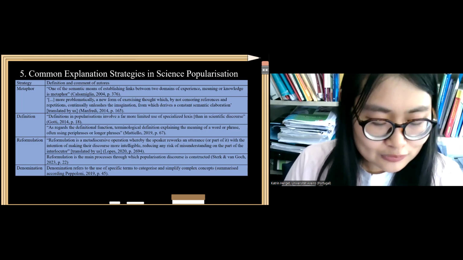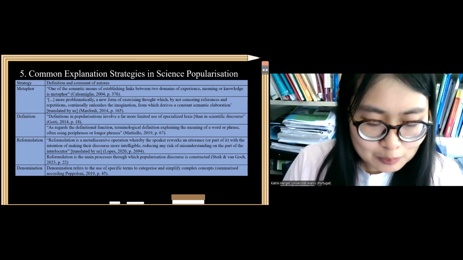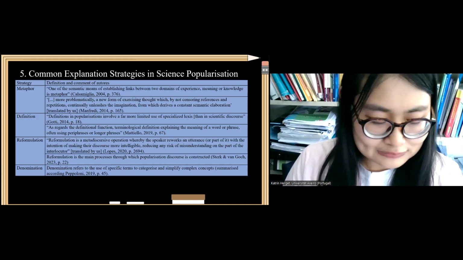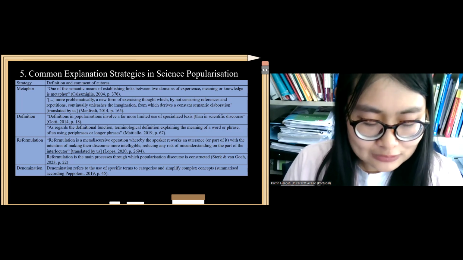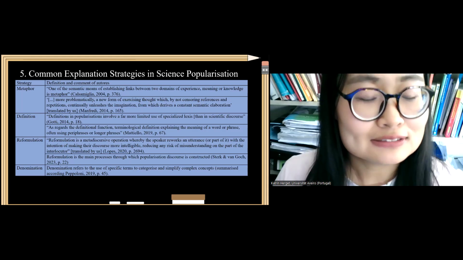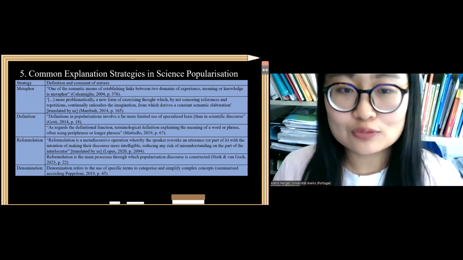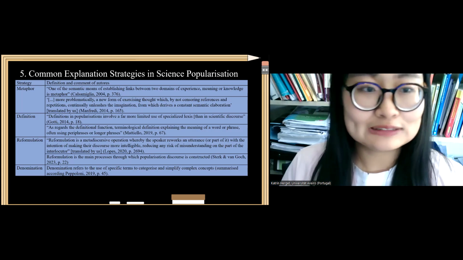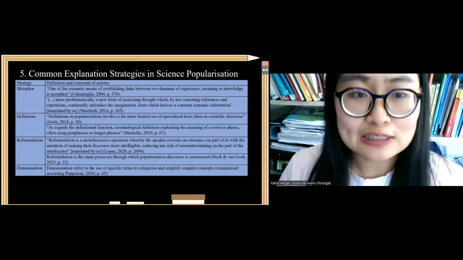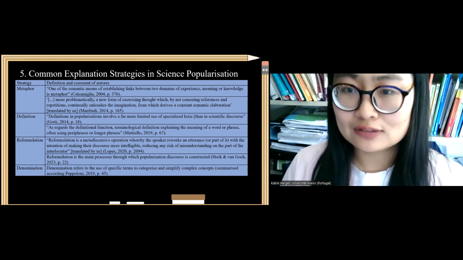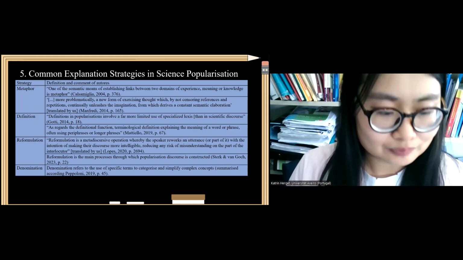And also, according to author Manfredi, metaphors have the ability to continuously stimulate the imagination, which results in systematic semantic elaboration. He said, more problematically, a new form of accessing, through which, by not censoring references and repetitions, continually unleashes the imagination, from which drives a constant semantic elaboration.